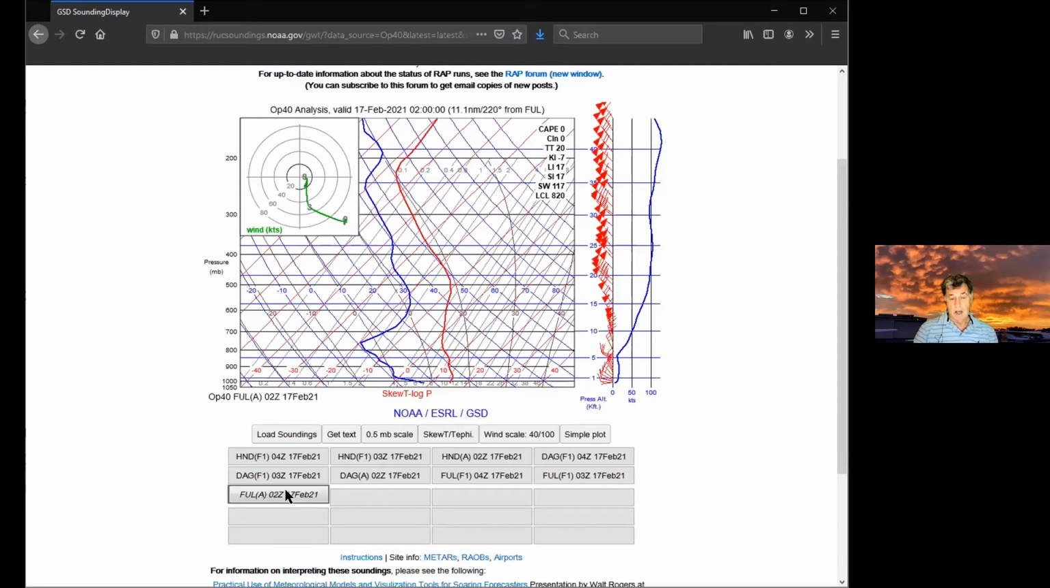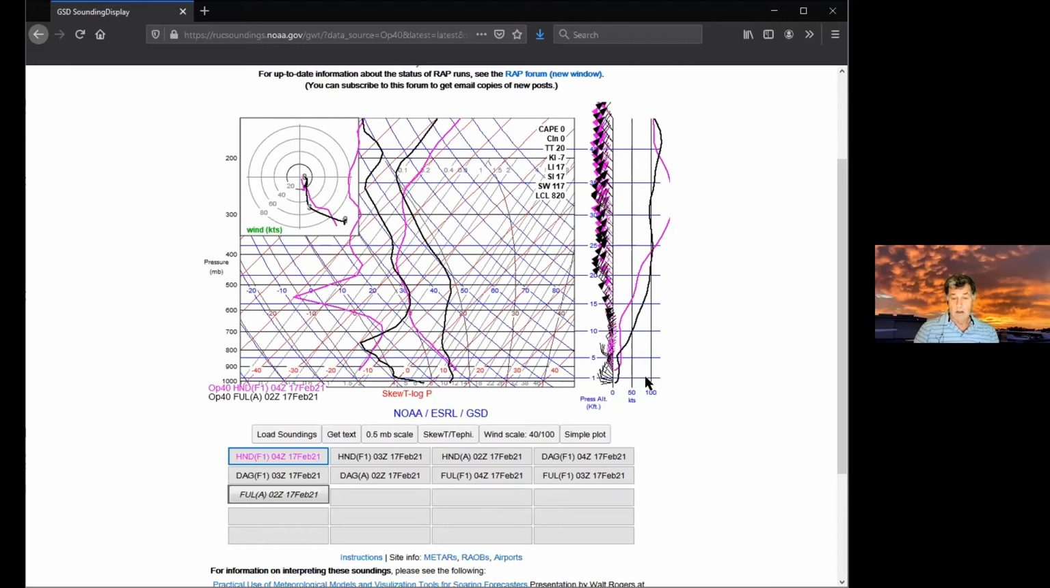Well, let's say I wanted to compare Fullerton to Henderson. If I hold down my shift key and hit Henderson, now I can get what it looks like is happening between Fullerton and Henderson. I can look at both at the same time on this chart, which is kind of cool if you want to do some comparison work.